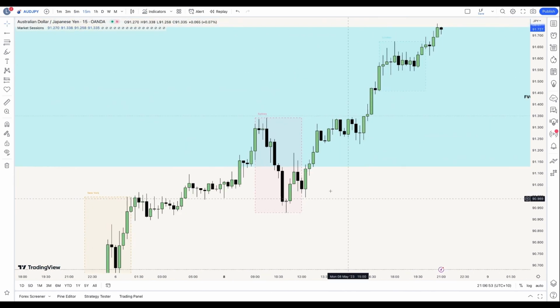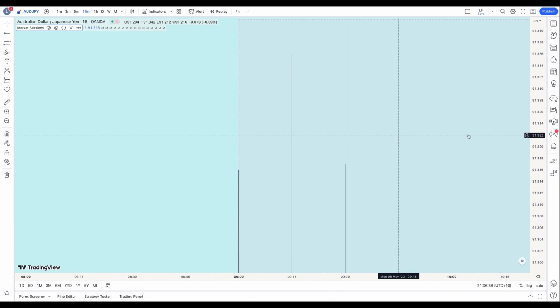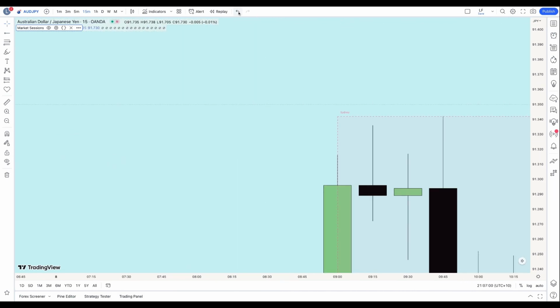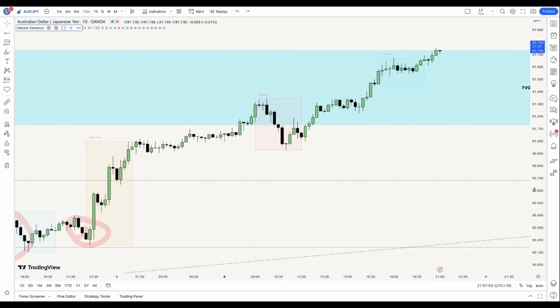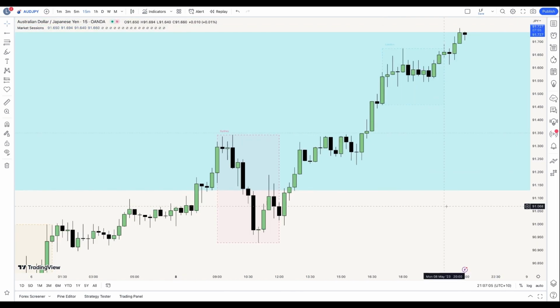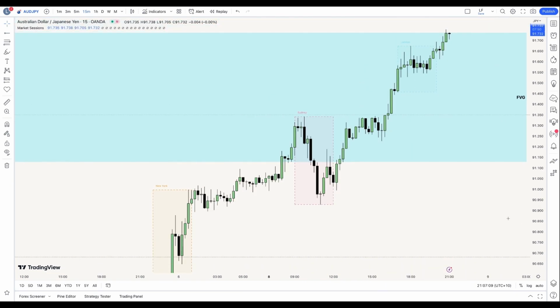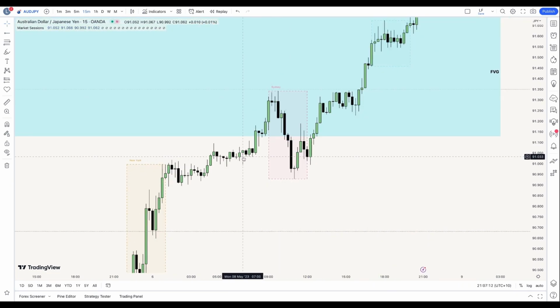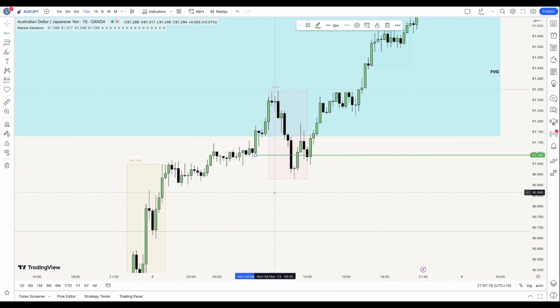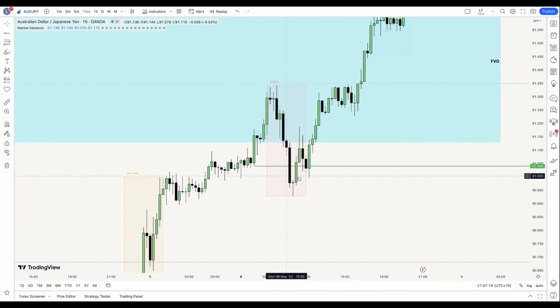Okay, where's my zoom? Sorry, too big. A lot of the times when you look at a price like that, big run up, down, a lot of people will think, oh, this is a market structure shift because it went upwards. It broke down. Look, it shows that the market wants to go down.